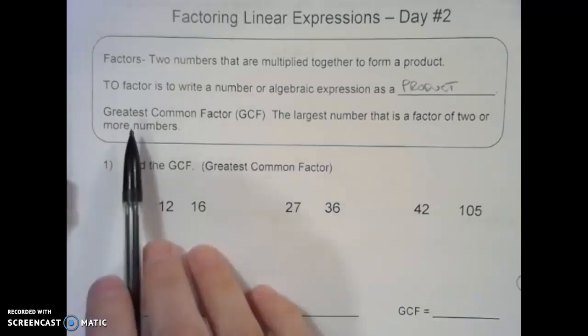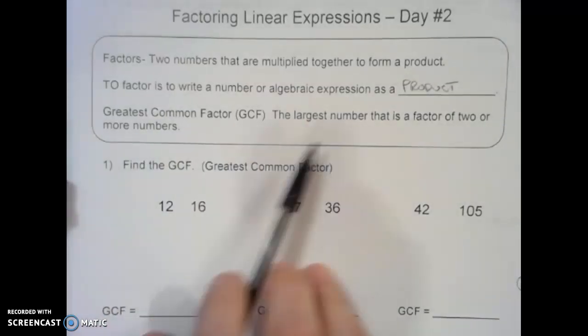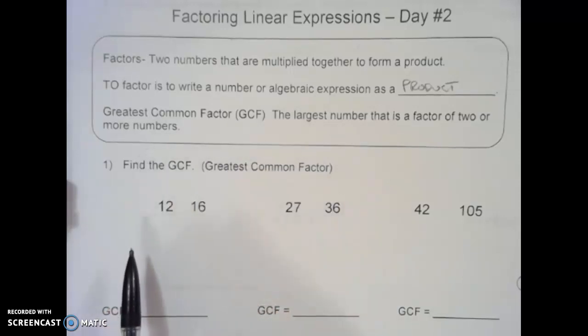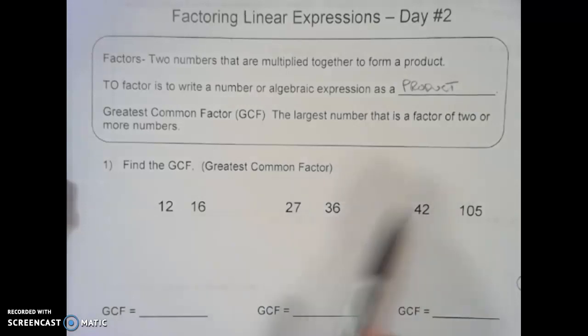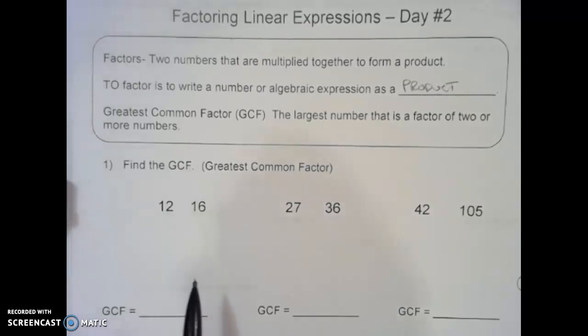And also remember, the greatest common factor, called the GCF, is the largest number that's a factor of two or more numbers. And so on the first problem here, I've got three different sets of numbers. For each set of numbers, I'm going to find their greatest common factor. And I'm going to use a method that you may have seen in the past. You might call it the ladder method. I like to call it the factor box method.